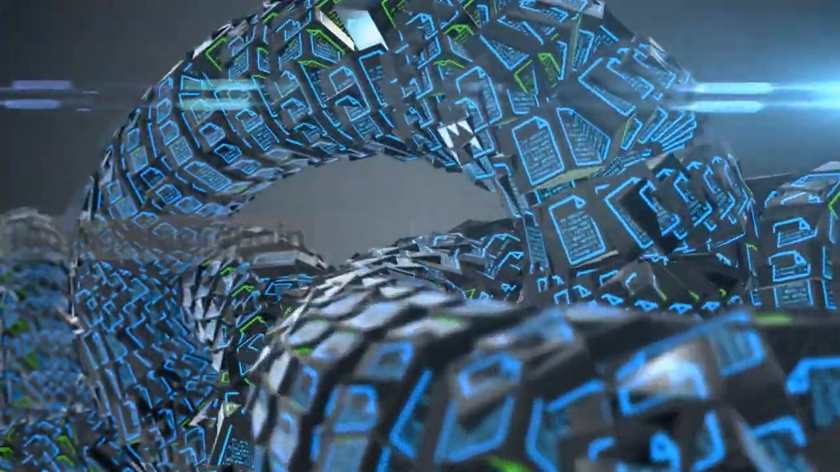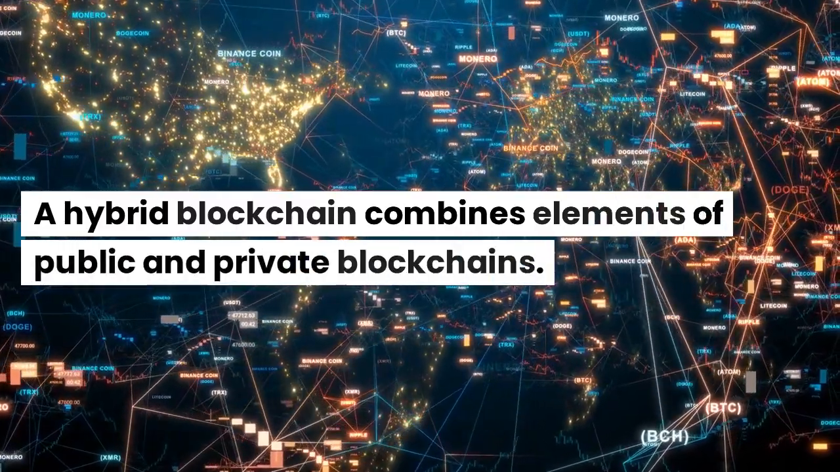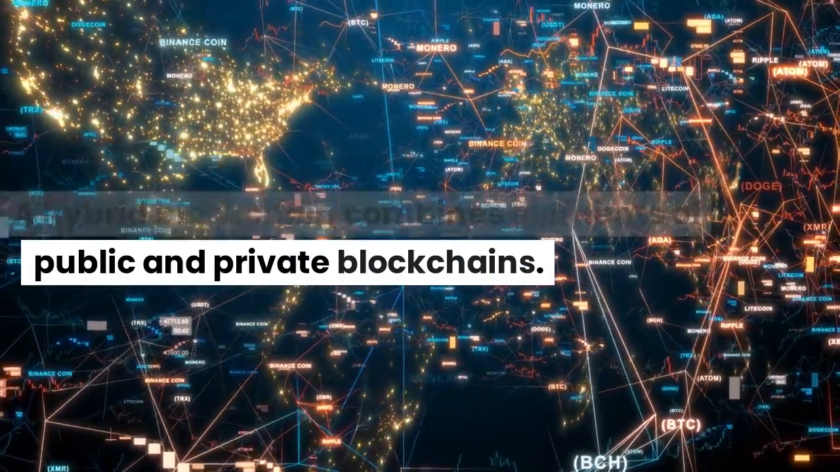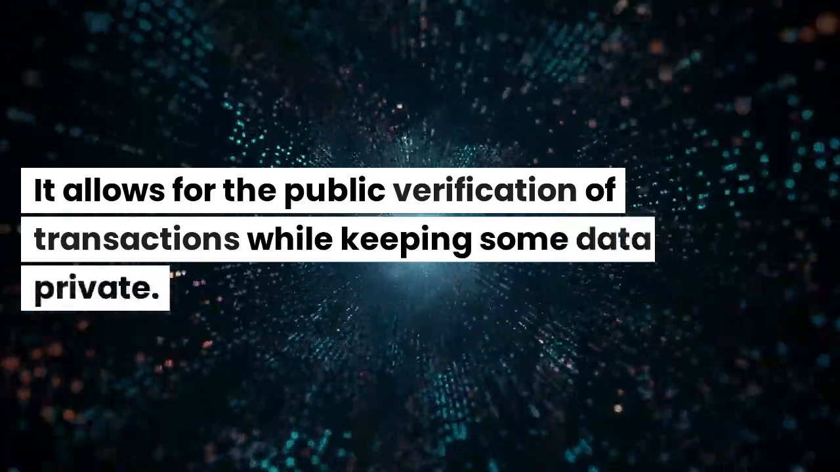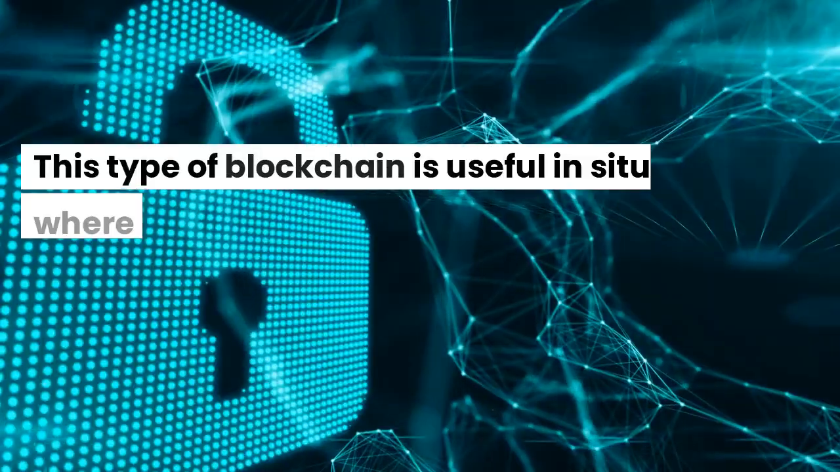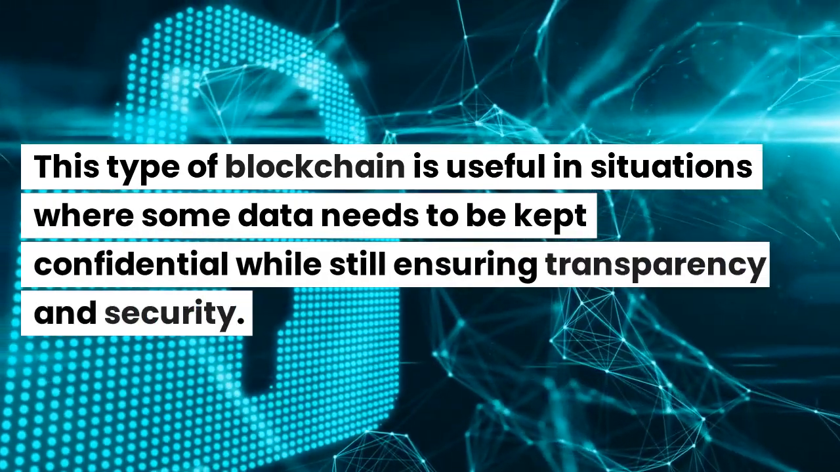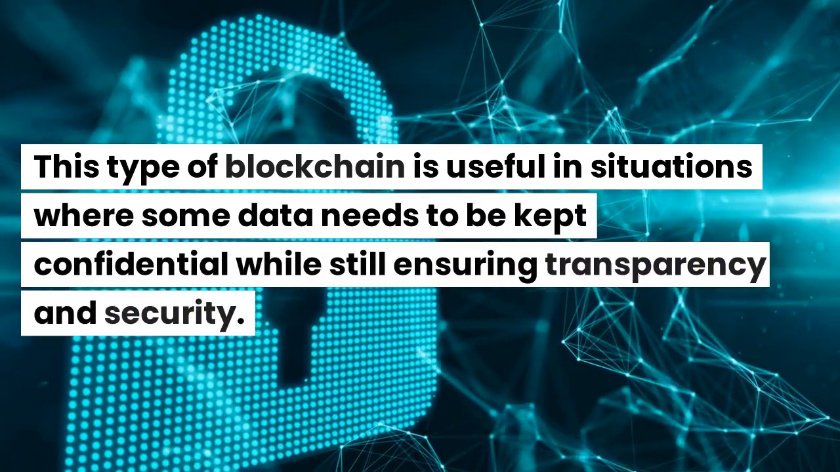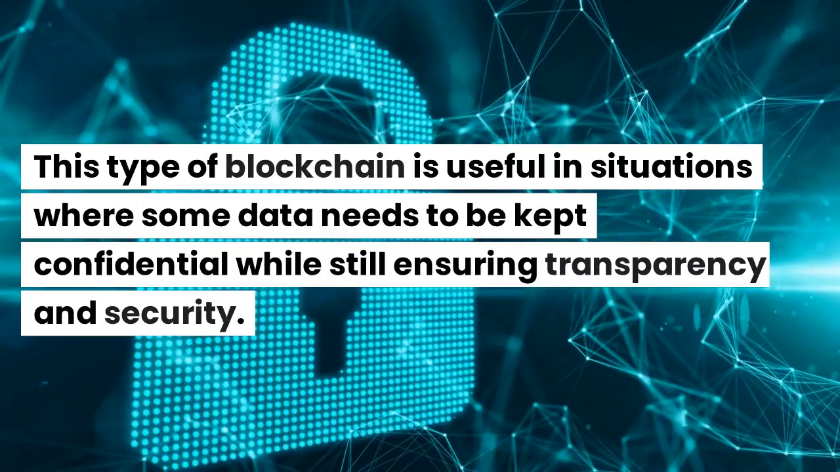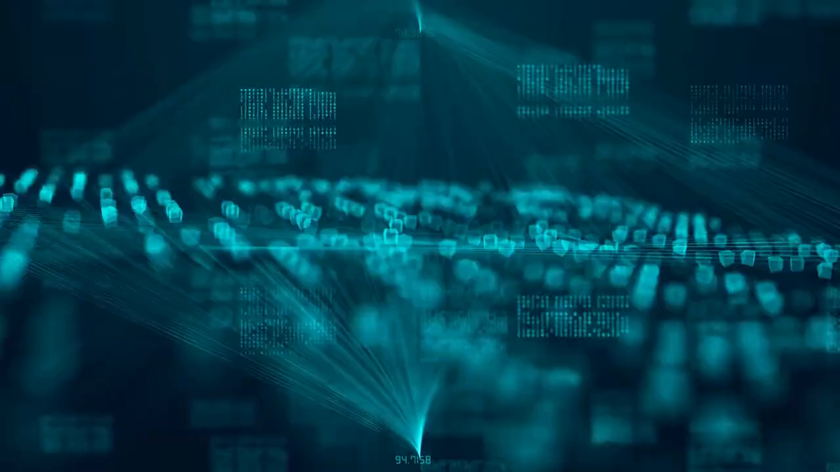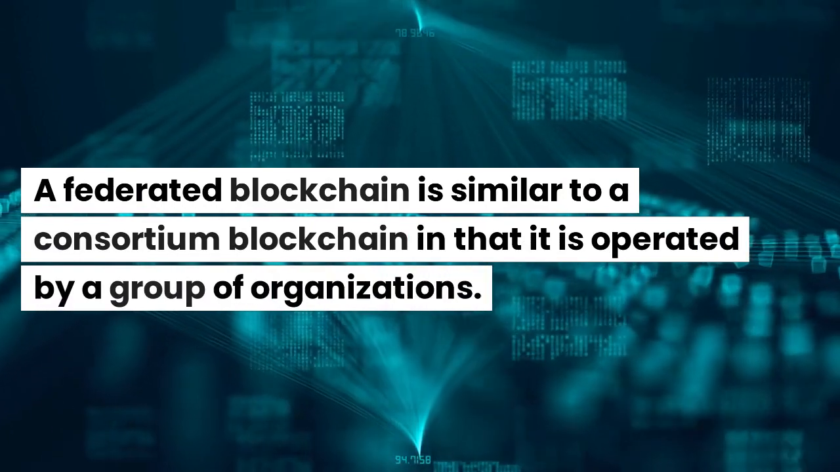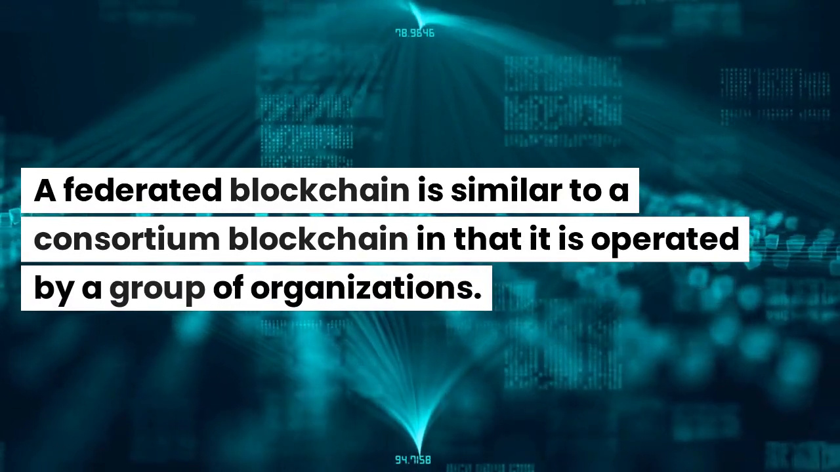Hybrid blockchain. A hybrid blockchain combines elements of public and private blockchains. It allows for the public verification of transactions while keeping some data private. This type of blockchain is useful in situations where some data needs to be kept confidential while still ensuring transparency and security.